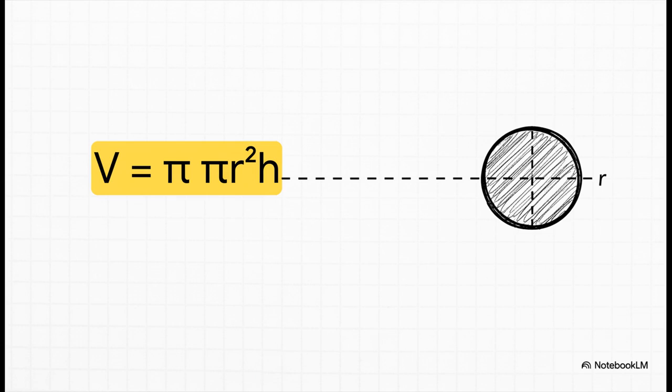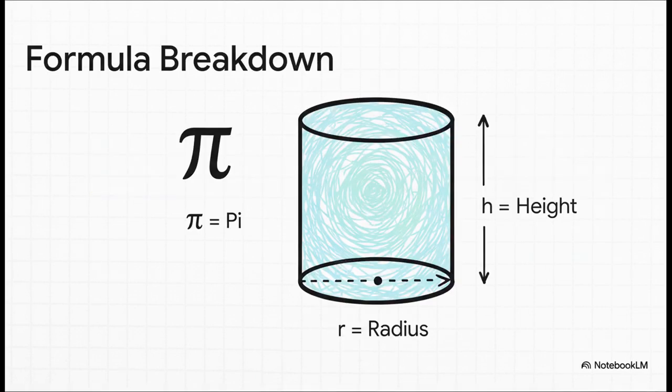That pi r squared part, what's that? Well, that's just the formula for the area of a circle. It's our area of the base part of the puzzle. So let's do a super quick rundown of what all these letters mean. V, obviously, is the volume, the thing we're trying to find. Pi is that special number, about 3.14. R stands for the radius, which is just the distance from the very center of the circle out to the edge. And H, well, that's just how tall it is.